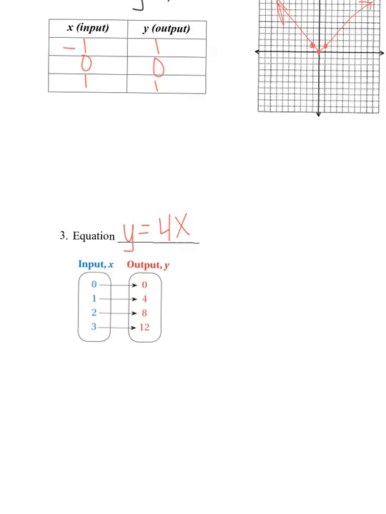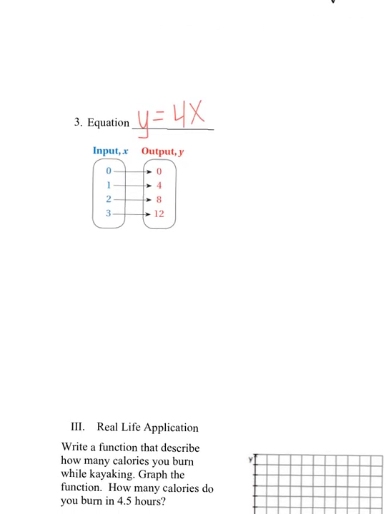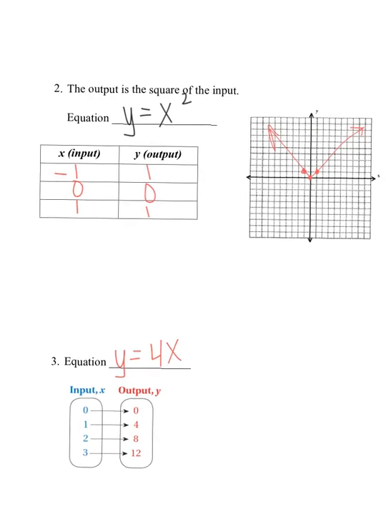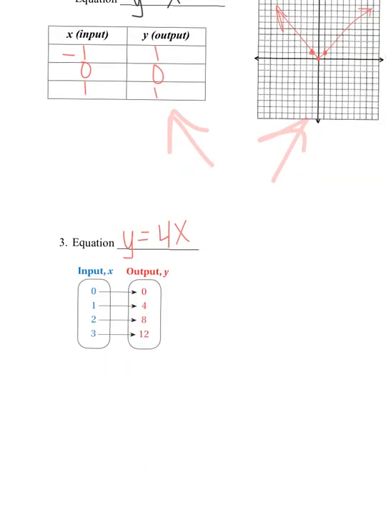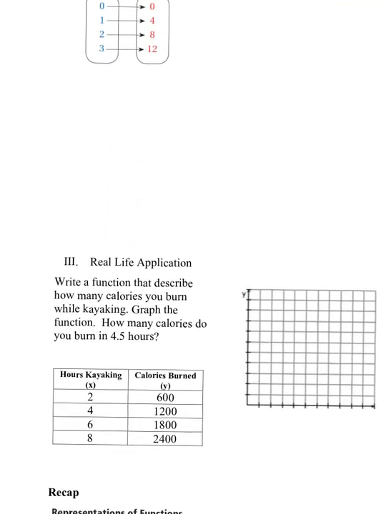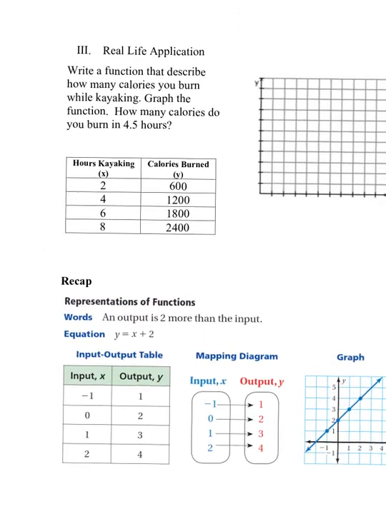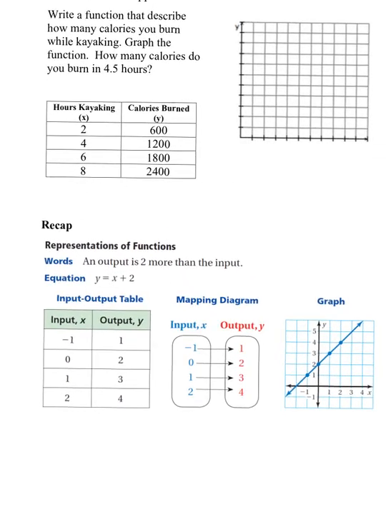So we can look at functions a couple different ways. You can look at it graphically, like this one up here. You can look at it in a table format. You can describe a function as an equation. You can also look at it as a mapping diagram. So we can apply it to real life. But we're going to take a look at different representations of functions. So like I was just saying, you can represent a function as words, or an equation, or an input-output table, mapping diagram, or even a graph. So different ways to look at functions.